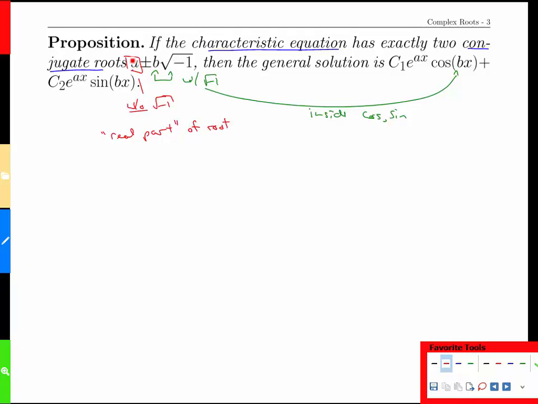Well, that's what we've looked at before. If the root was 2, we would have e to the 2x. If we had 5, we'd have e to the 5x. So there we get an exponential of exactly that multiplier, e to the whatever a value is, times x. And that shows up in both cases, both terms, in our general solution.